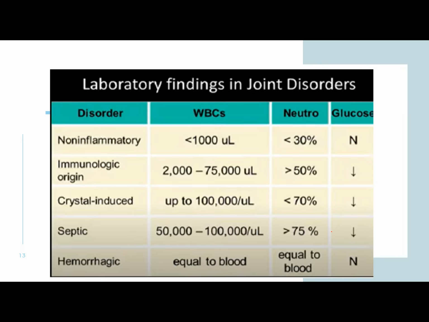If it's a septic joint disorder, when you say septic, class, bacterial infection has reached the joints, there would be a WBC count ranging 50,000 to 100,000 per UL. Neutrophil would be greater than 75%. Glucose would be decreased. Then if it's hemorrhagic, class, WBCs would be equal to blood. Neutro would be equal to blood, and glucose would be normal.